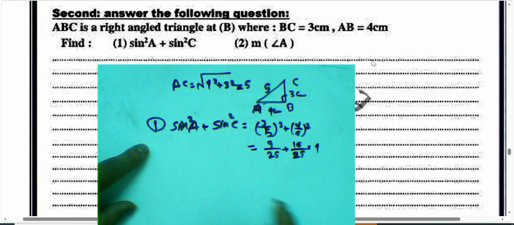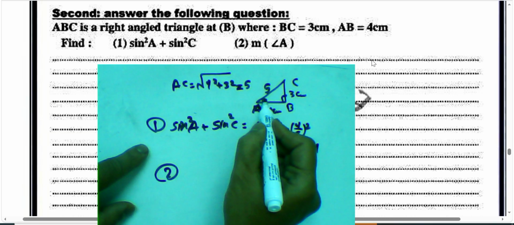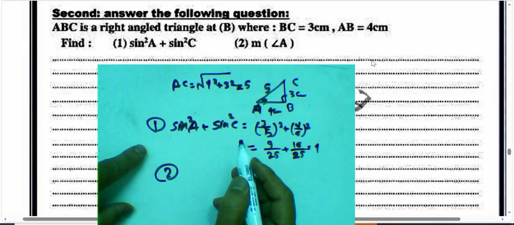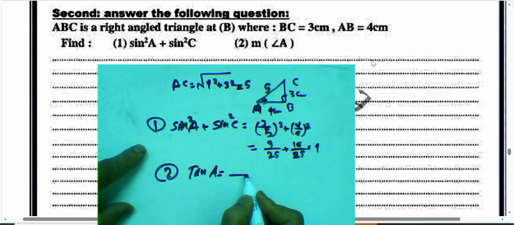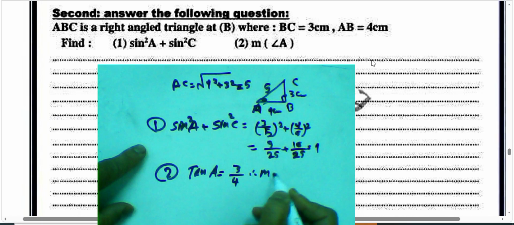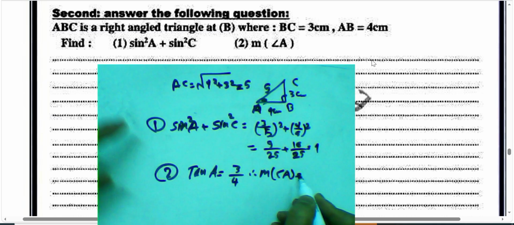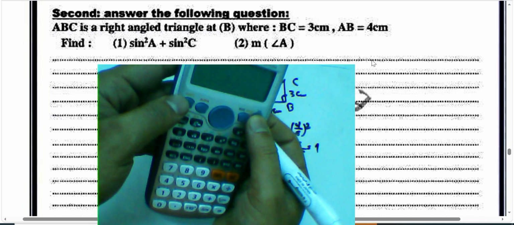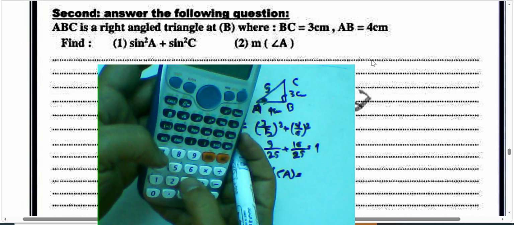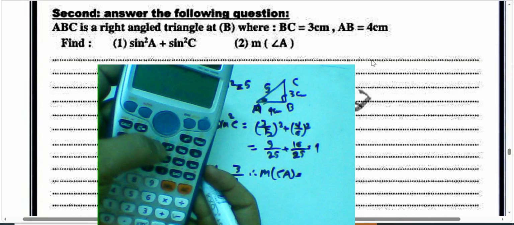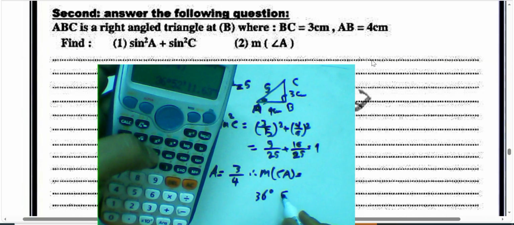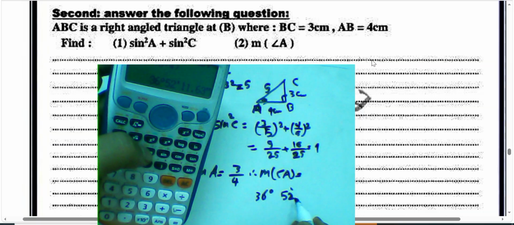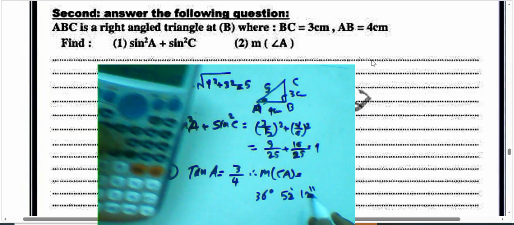Okay, this is question number 1. And question number 2, I want to find the measure of angle A here. How can we do it using a trigonometric ratio like tan A equivalent to 3 over 4. Then for the measure of angle A, you can use a calculator to find the answer, right? Shift tan 3 over 4. The result will be here 36 degree, 52 minutes and 12 seconds.